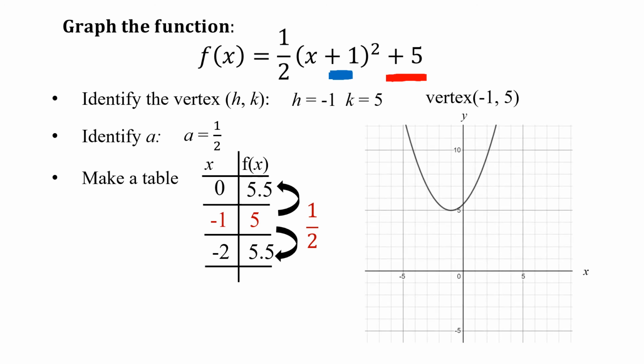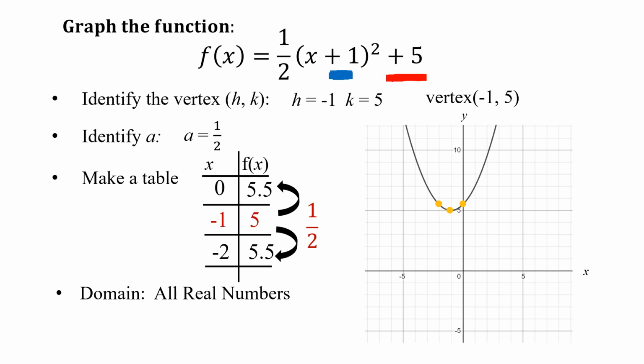Now it's time to graph it. You're going to graph the vertex (-1, 5). Then the y-intercept (0, 5.5), and then we are going to graph (-2, 5.5) and draw a smooth curve. Notice that it is opening upward.